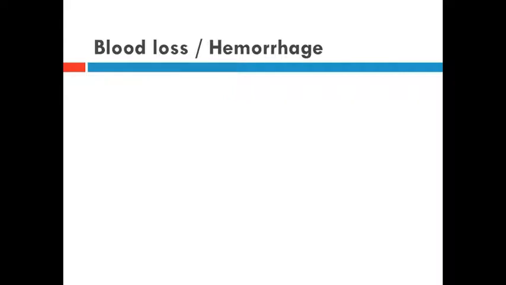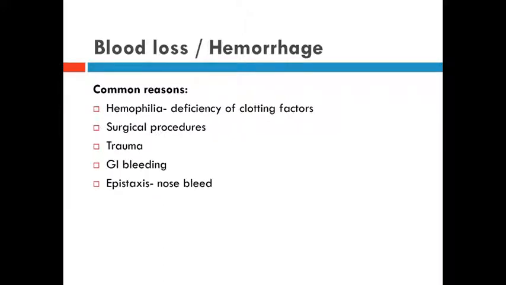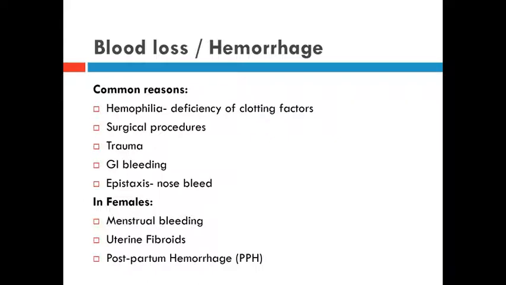Some of the reasons for blood loss, that is hemorrhage, are common reasons: hemophilia, that is deficiency of clotting factors, surgical procedures, some invasive surgical procedure which lead to blood loss, trauma, GI bleeding, epistaxis, that is nose bleeding, can also lead to hemorrhage. In females, menstrual bleeding is very common, uterine fibroids, and even postpartum hemorrhage, that is the blood loss after the delivery of a newborn, can lead to a blood loss.